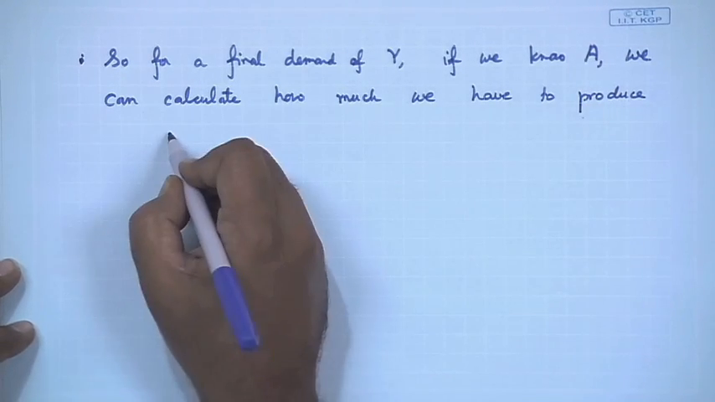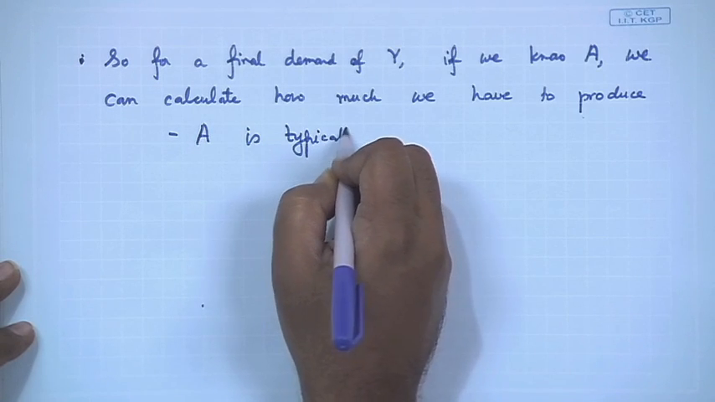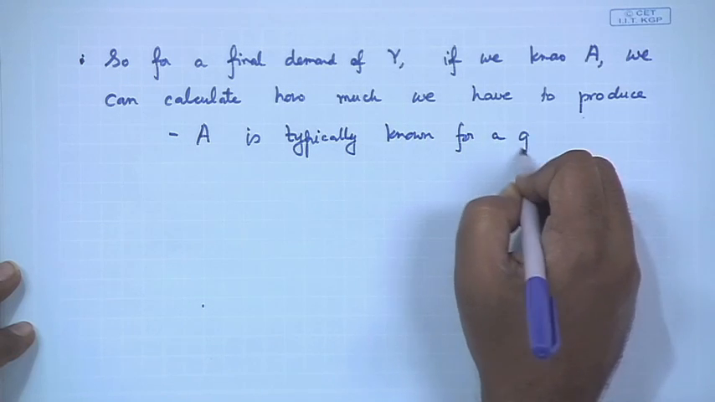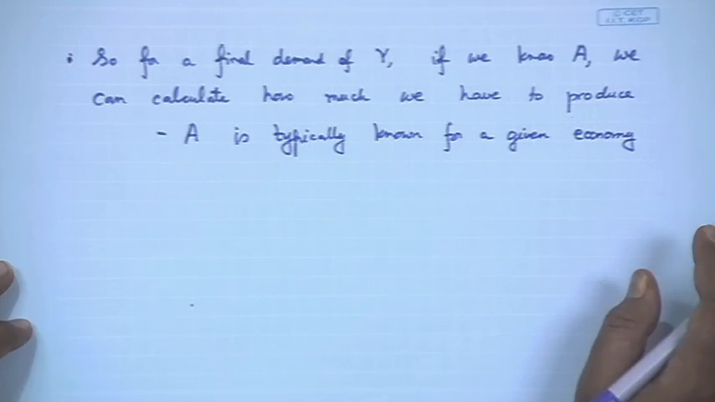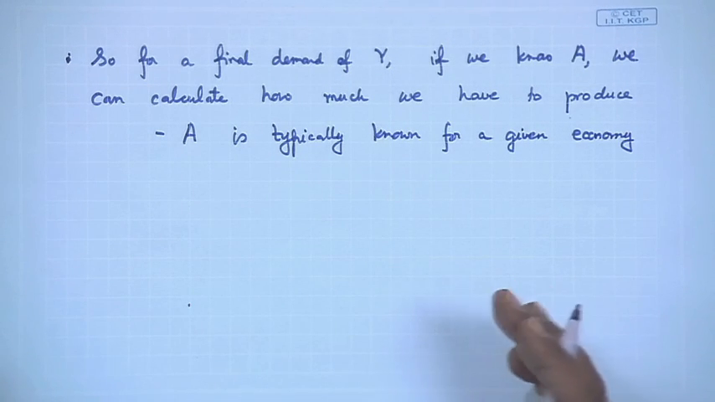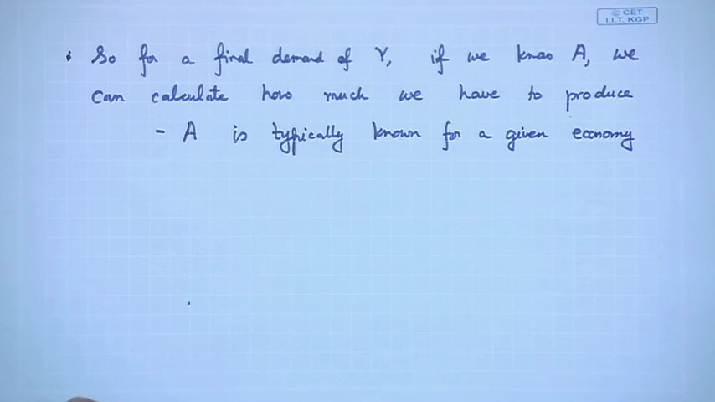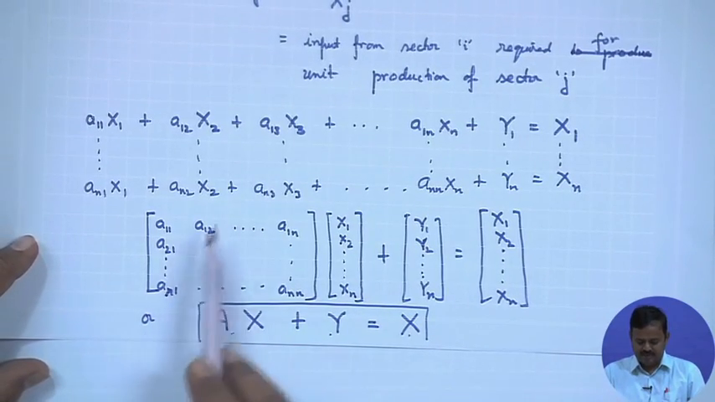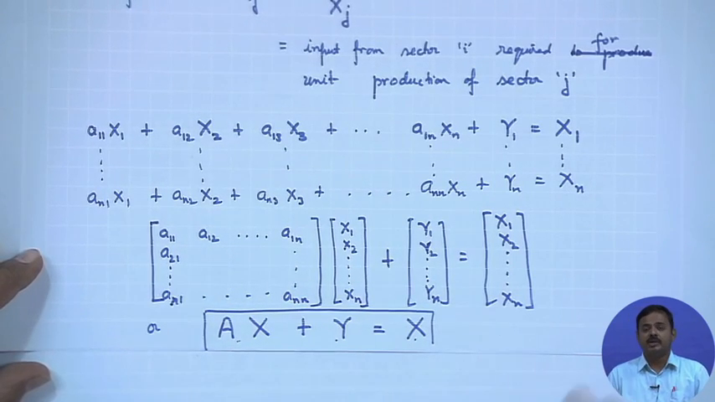Now, this A is typically known for a given economy. Okay. Even I think in the Indian government, if we can access the data of the planning commission, this A matrix is known. All right. So, many a times the other thing I would like to say is, many a times these A1, A2, etcetera, they are expressed in monetary values, in rupees.